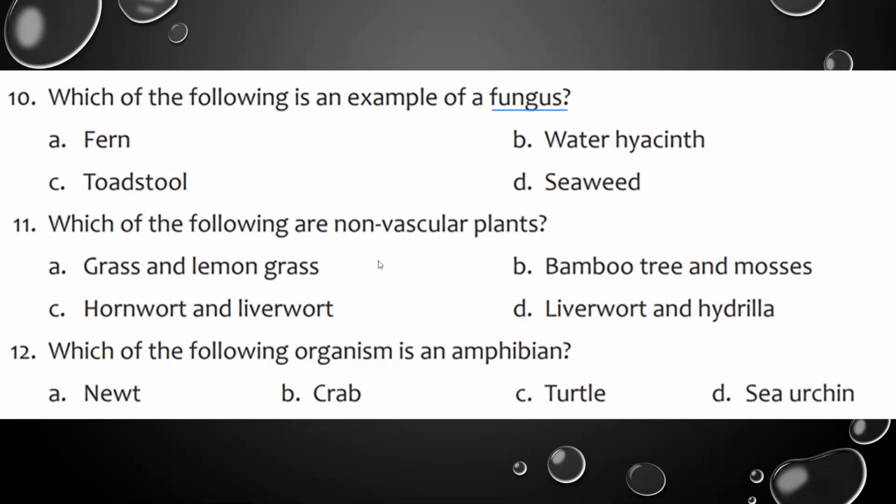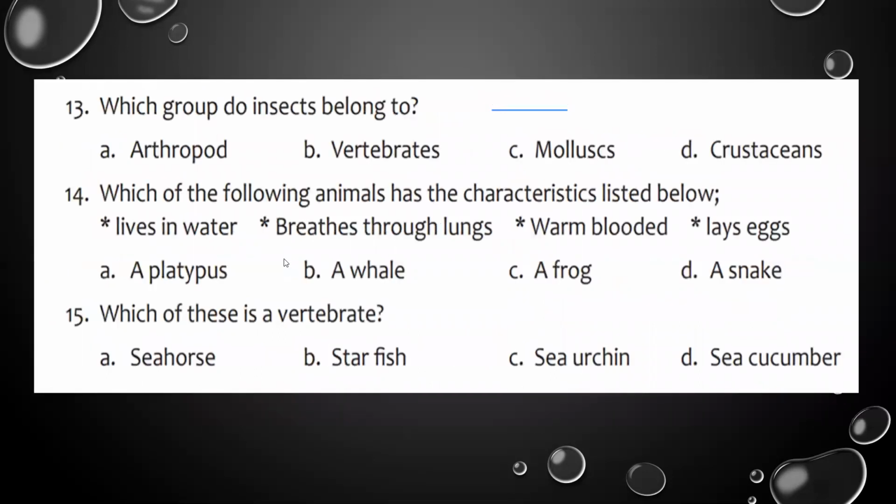Non-vascular. If you say non-vascular, they do not have conducting tissues. A, grass and lemongrass. Letter B, bamboo tree and mosses. Letter C, hornwort and liverwort. Letter D, liverwort and hydrilla. Number 12. Which of the following organisms is an amphibian? We already studied about amphibians. Amphibians are the animals that can live both on land and in water. A, newt. B, crab. C, turtle. D, sea urchin. Please choose your answer.